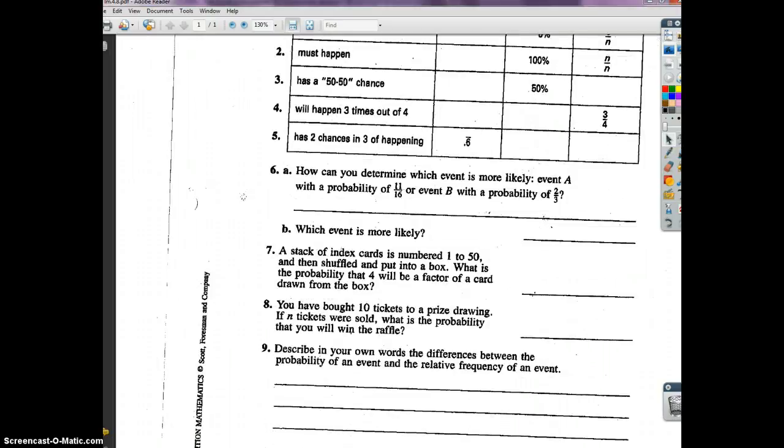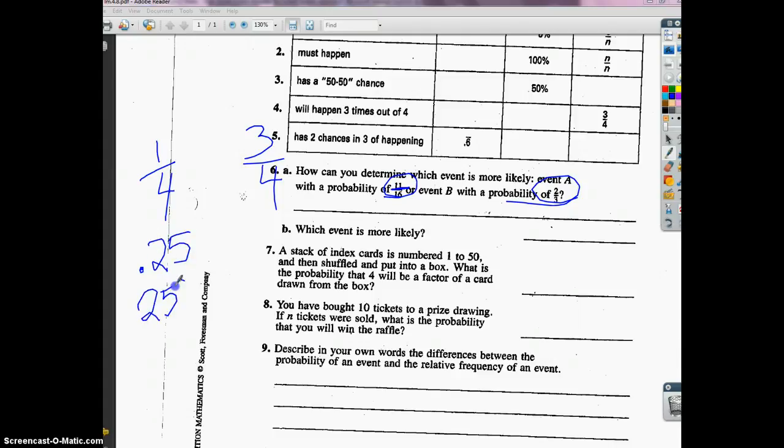Scrolling up. How can you determine which event is more likely? Event A with a probability of 11 over 16 or event B with a probability of 2/3. I would put it in percentage form or even decimal form. So I would take 11 divided by 16. Here, I'll change these numbers and you can keep the same numbers. I'm going to say 1/4 and 3/4. Which one has a better percentage? 1/4 is 0.25, which is 25%. And 3/4 is 0.75, which is 75%.